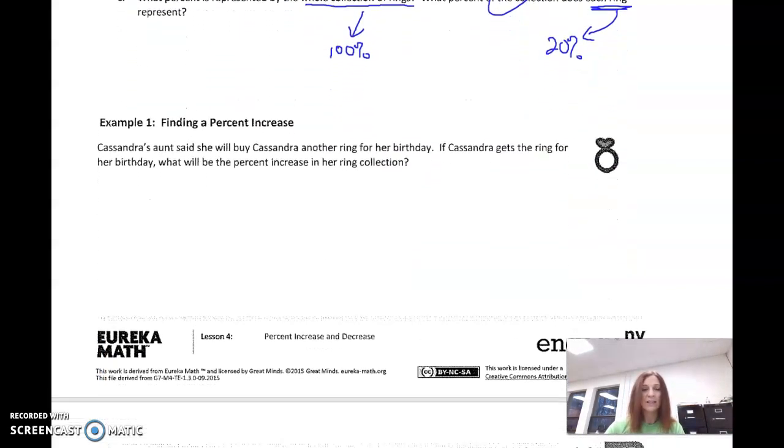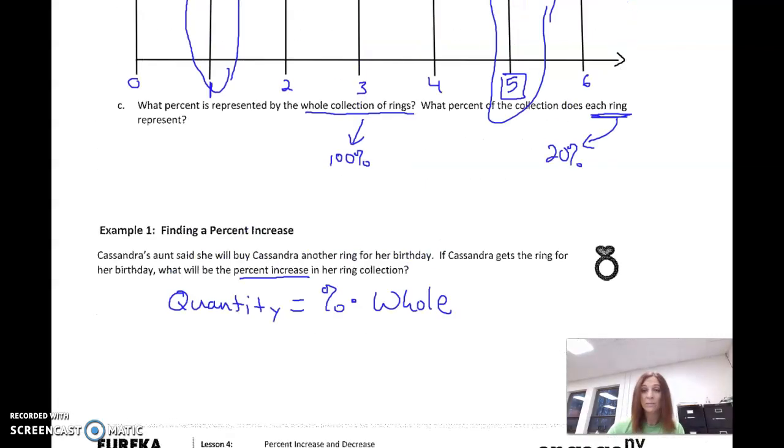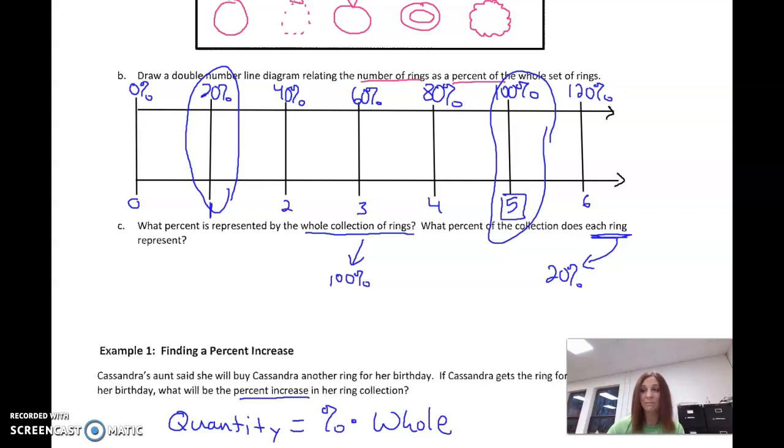So now let's find that percent of increase. Cassandra's aunt said she will buy Cassandra another ring. There's that 6th ring. If Cassandra gets a ring for her birthday, what will be the percent increase in her ring collection? Here's what we know so far. This is what we've learned about percents. Quantity equals percent times whole. Okay. Now, our whole. How many rings does she have? 5.